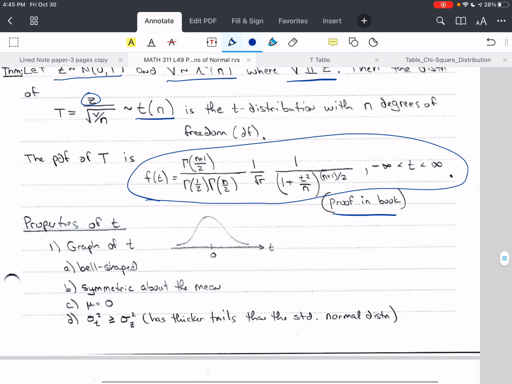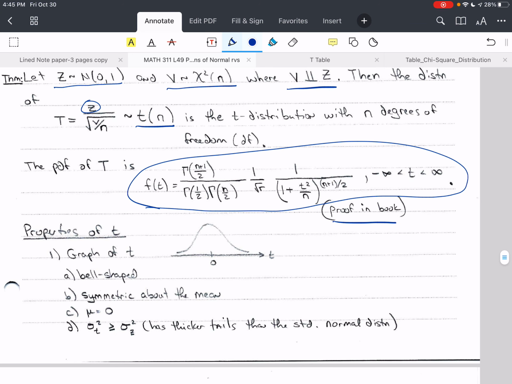Let's talk about some properties of t. This is the graph of t. It's bell-shaped, and it's symmetric about the mean, which is 0. It looks a lot like a standard normal distribution, except the standard normal distribution is going to have a higher peak in the center, and it's going to be thinner. And so the tails of the t distribution are thicker. And so if we look at the area in the tails, the area for the t distribution is going to be larger than that for the standard normal distribution.